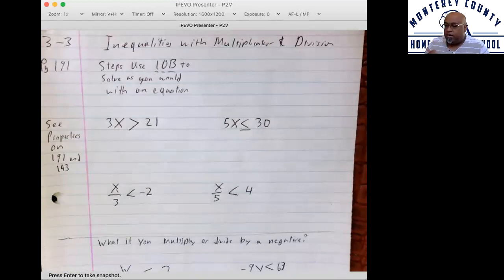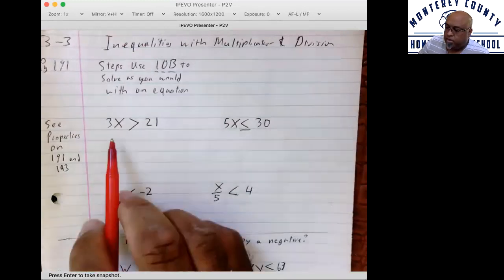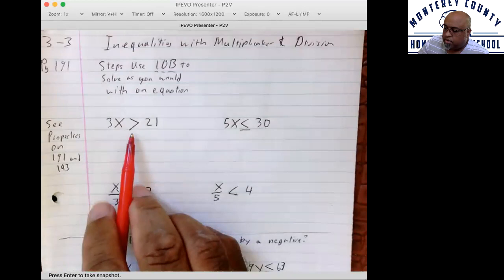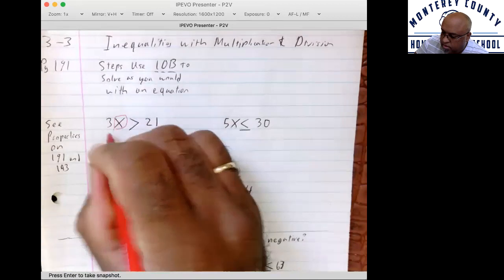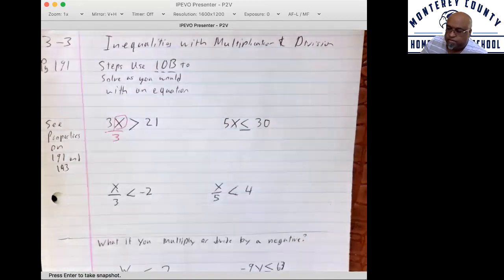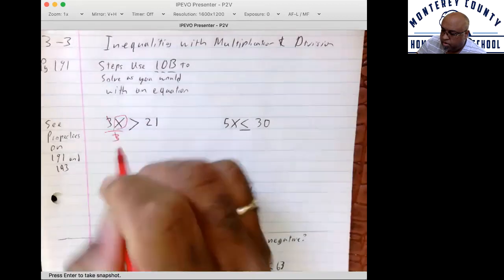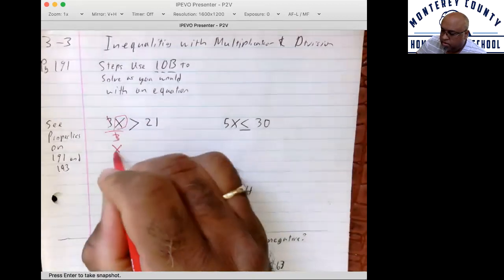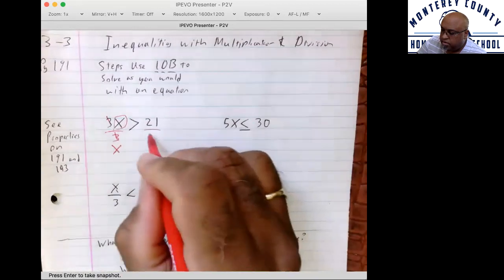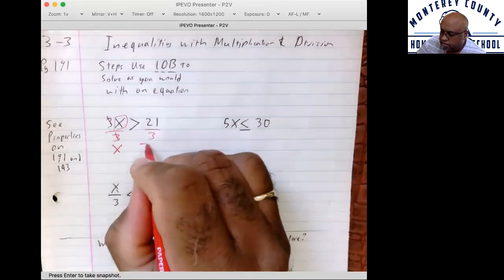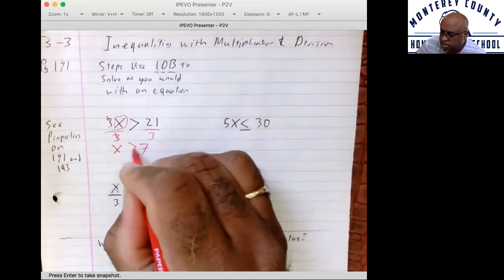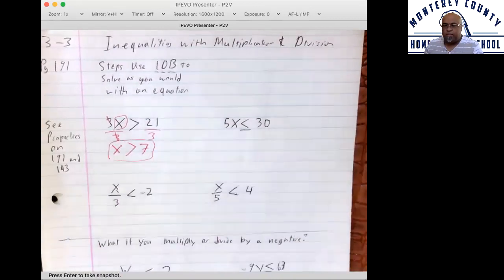Okay, so I have an inequality here. The same steps as an equation. So let's continue. So I have 3x is greater than 21. Okay, isolate the x by opposite operation. 3 divided by 3 is 1. 1 times x leaves me x. To both sides of the equation. 21 divided by 3 is 7. So my answer is x is greater than 7.